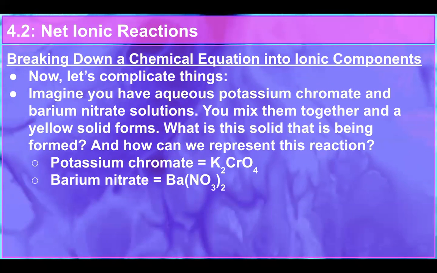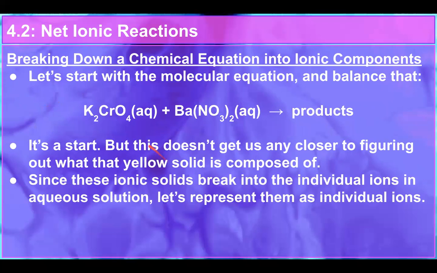But we need to figure out what that solid is. We're going to figure out the identity of our solid, or the thing that would not be soluble within water. Okay, so we're going to write out our basic equation first. We have potassium chromate and barium nitrate, balanced here, and that's going to give us products. We've got to figure out what the identity of those products are. We need to figure out what combination of ions we could get to potentially form a product.